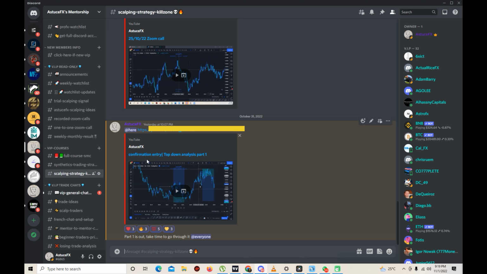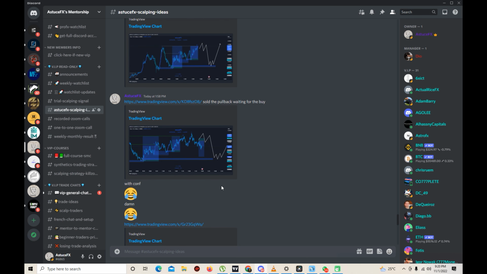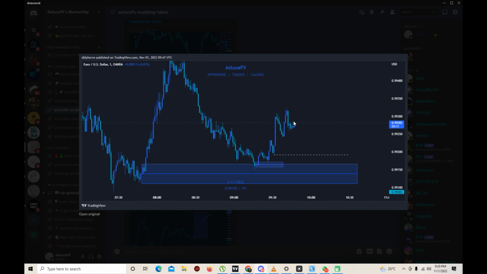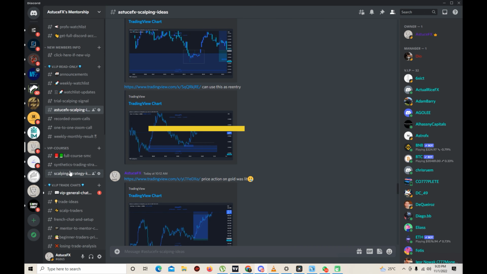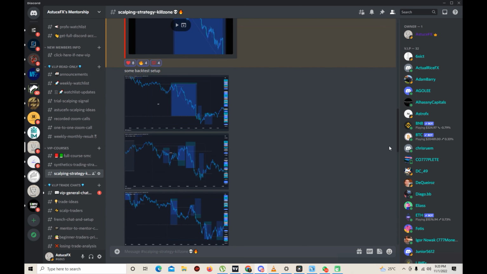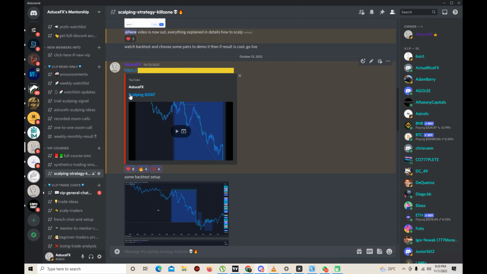Here is the scalping strategy, and on the scalping section, you can see here I have one video about the confirmation entry, so you can use my setup from the Asus FX scalping, because I share all the setups here. I get them. If I come here, check this out. When I get this one, this might be a re-entry. So when price comes here, you look for your confirmation and you buy. And if I get back here, you see confirmation entry. So you can use this to enter my setups on the scalping ideas. Yeah, I have one video here, scalping guide. Here I explain everything about the strategy from beginner to advanced.